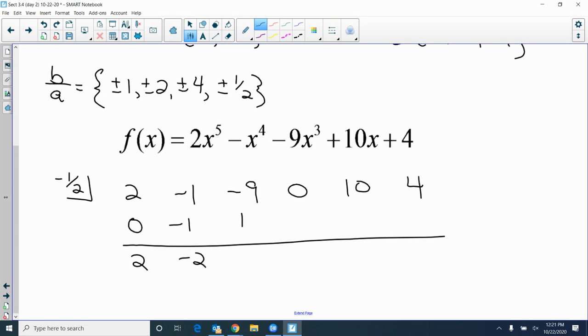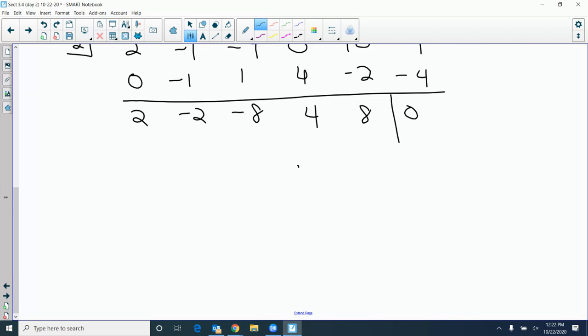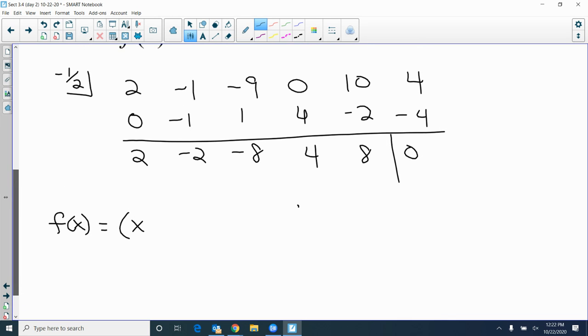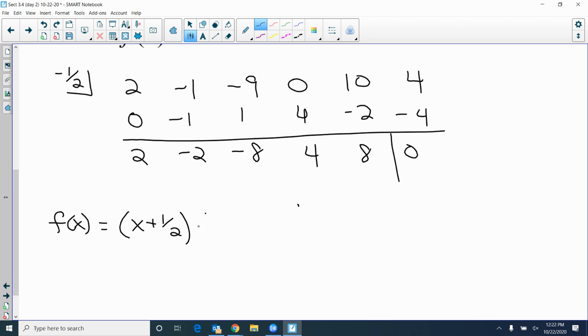And so when I go through that, I get 1, then I get a -8 here, +4, -2, 8, -4, 0. So what we have is, I want to make sure you see this, that we get x. If it's a -1/2, we make it a +1/2, x + 1/2. And so now I got 2x to the 4th power minus 2x to the 3rd power minus 8x squared plus 4x plus 8.